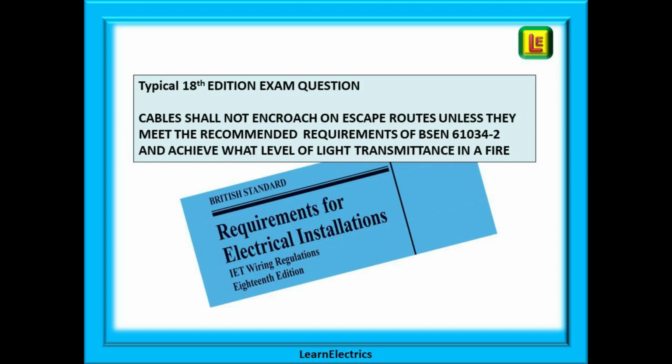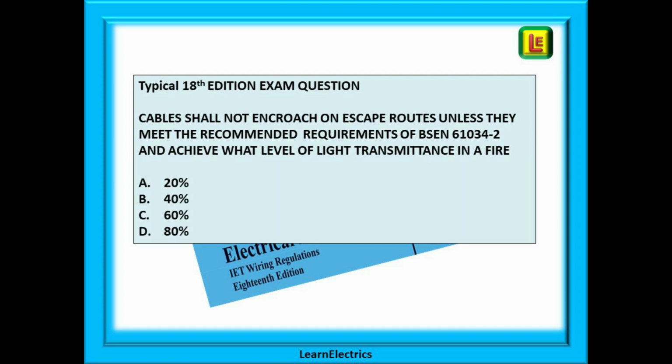This is typical of the 18th edition exam questions, and our question is: cables shall not encroach on escape routes unless they meet the recommended requirements of BS EN 61034-2 and they achieve what level of light transmittance in a fire. It is a multiple choice exam, so the 4 options are 20%, 40%, 60% or 80%. Where do you even begin?